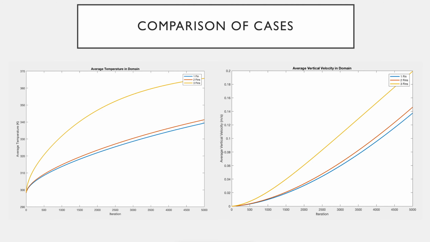So how did the cases compare? As you can see in these plots, as more fins were added, the average vertical velocity of the domain and the average temperature in the domain grew quicker, confirming this hypothesis.